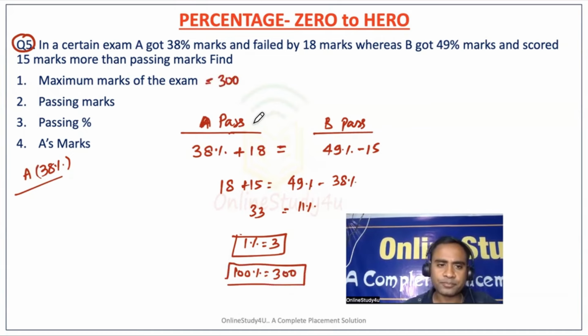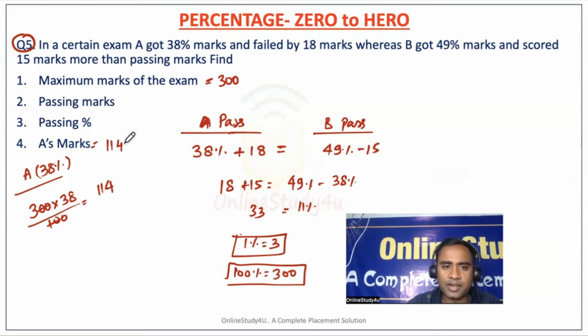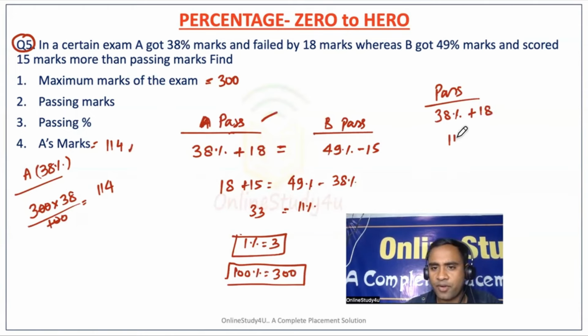Now what are A's marks? A has scored 38%. So 38% of 300, calculating one by one, is 3 times 38, which is 114. Then the passing marks: I will take this particular one. Passing marks is nothing but 38% plus 18. A's marks are 114, and plus 18 will be 132. So passing marks is 132.